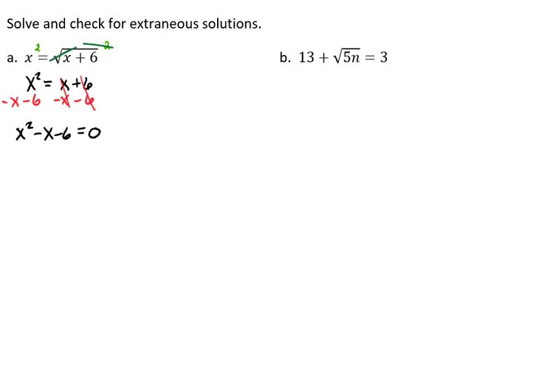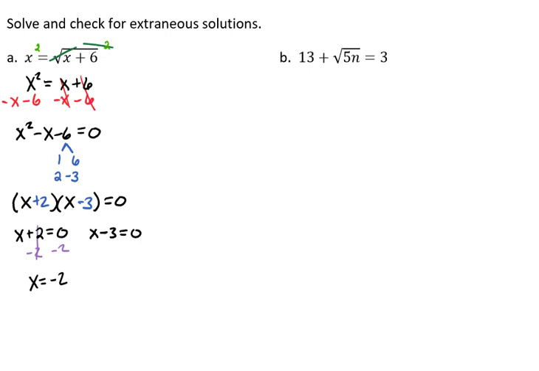Well, we need to factor our x squared minus x minus 6. So we need two numbers that will multiply to negative 6 and add to negative 1. 1 and 6 don't work, but 2 and negative 3 will work. So we can factor this to x plus 2 and x minus 3 equals 0. Using the zero product property, we can now say x plus 2 equals 0 and x minus 3 equals 0. Solving for x on the left, we subtract 2 from both sides and get x equals negative 2. On the right-hand side, we add 3 to both sides and get x equals 3.